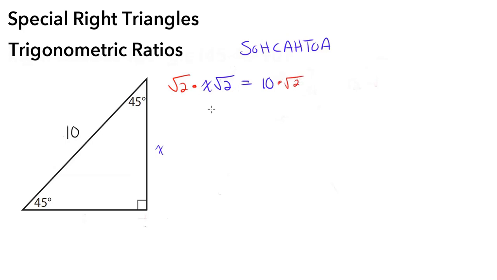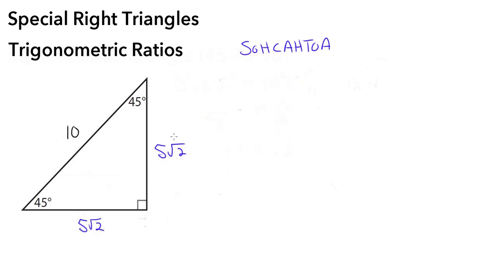And this gives us on this side 2x, and on this side 10 radical 2. And so when we divide by 2, we get that x equals 5 radical 2. So that's the measure of both sides here. Both legs are 5 radical 2.